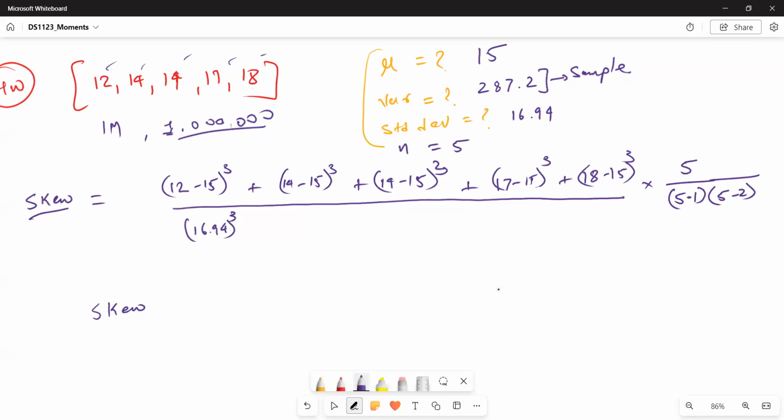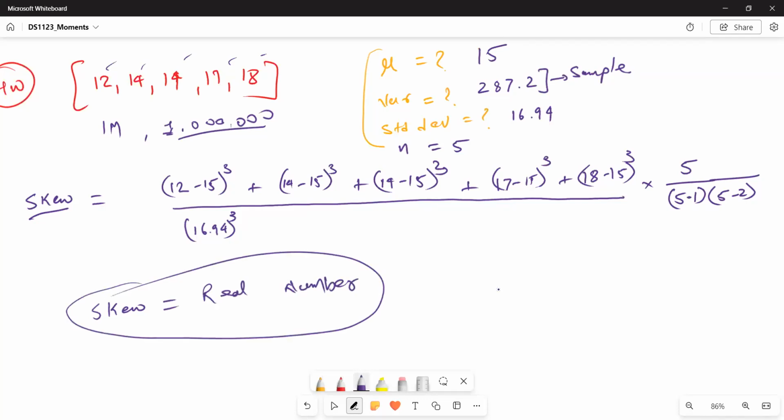All right, so this is how you'll get a skewness. Again, you'll get a real number here. You can do the maths and get to this number. So this number basically represents the measure of biasedness.